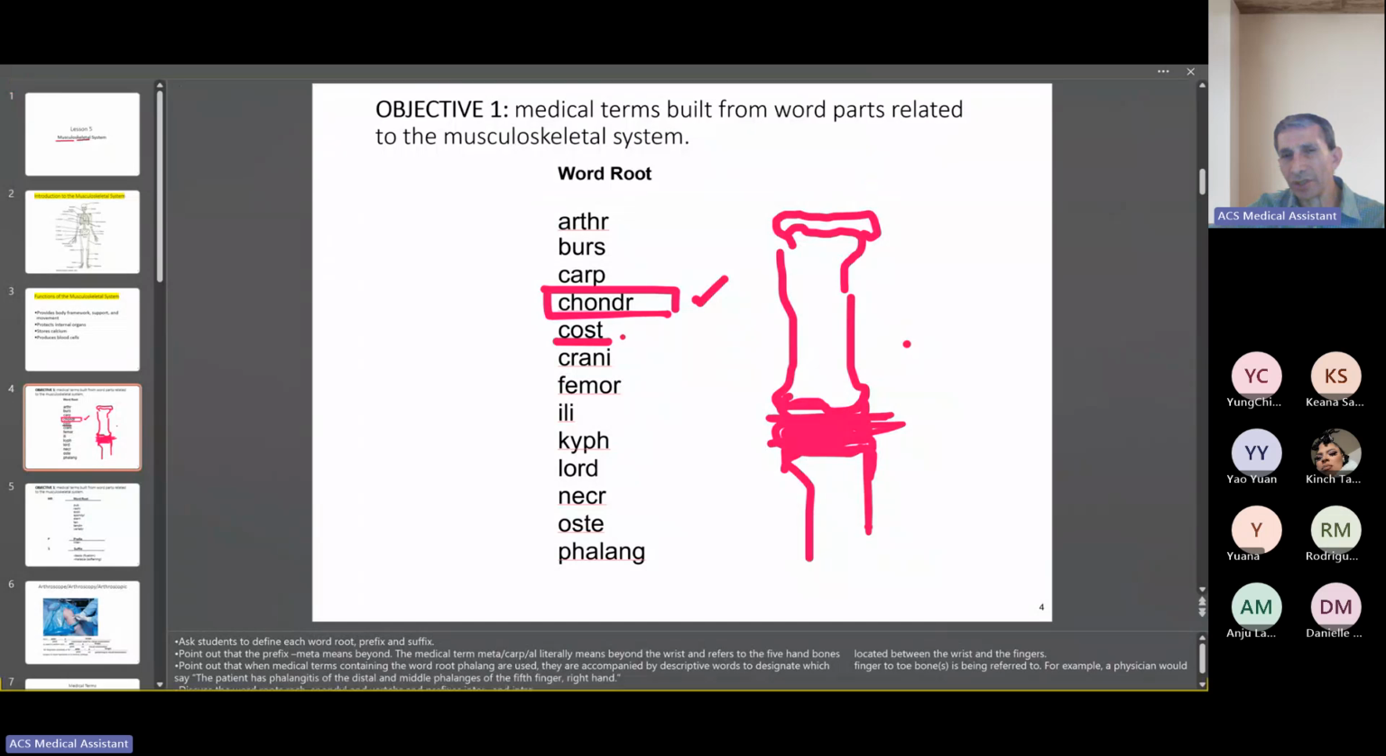Okay, we have here cost. Cost is not the English word for price. It's not. Cost comes from costo, Latin for costilla. Costilla means ribs. These are the ribs. Costo. Here we have something that is a lot easier for you, crani or cranial. The cranium, the bone, the skull. This is the bone that protects the brain.